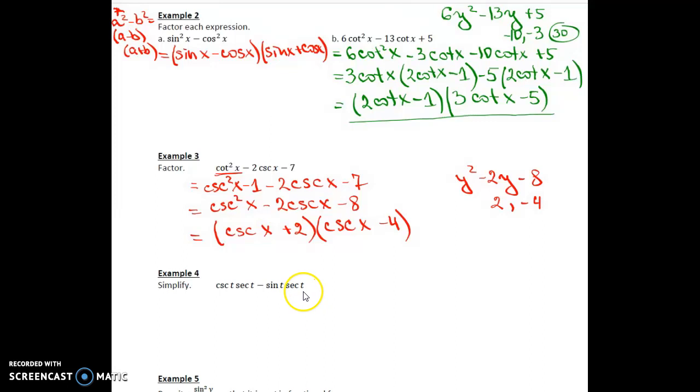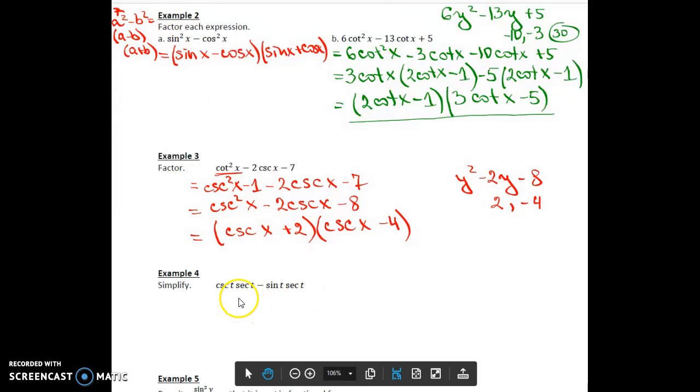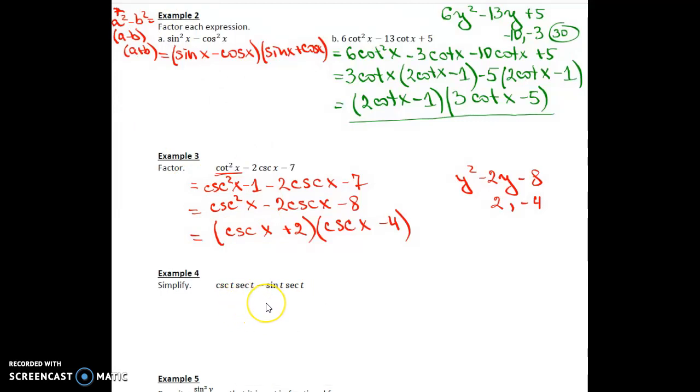However, the way that I have that figured out is actually through conversion to terms of sine and cosine. If you have a different strategy, I would love for you to share it with the class. Let's take a look at what happens if you convert everything in terms of sine and cosine.